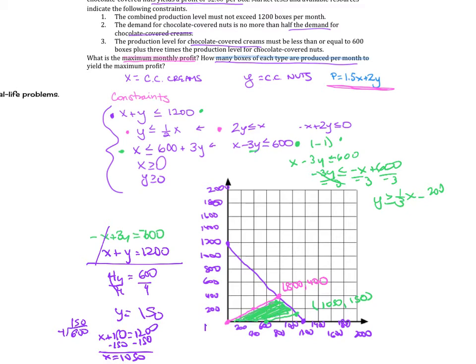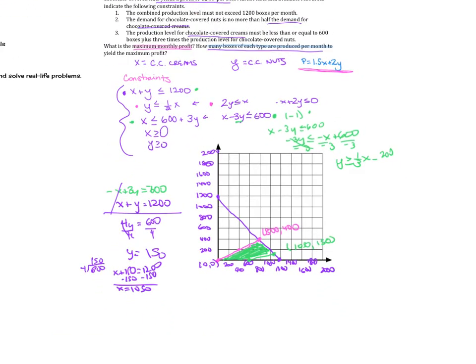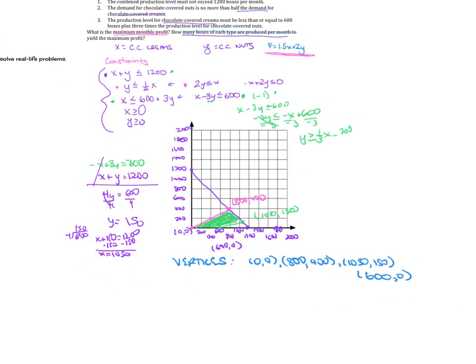Now we're looking at maximum. What's the maximum? So here are our vertices, 1, 2, 3, 4. This one is at x is 600, y is 0. So we can go ahead and label our vertices. Our vertices are at 0, 0; 800, 400; then 1050, 150; and then 600, 0. So let's plug that into our objective function at the top. So p equals 1.5x plus 2y.